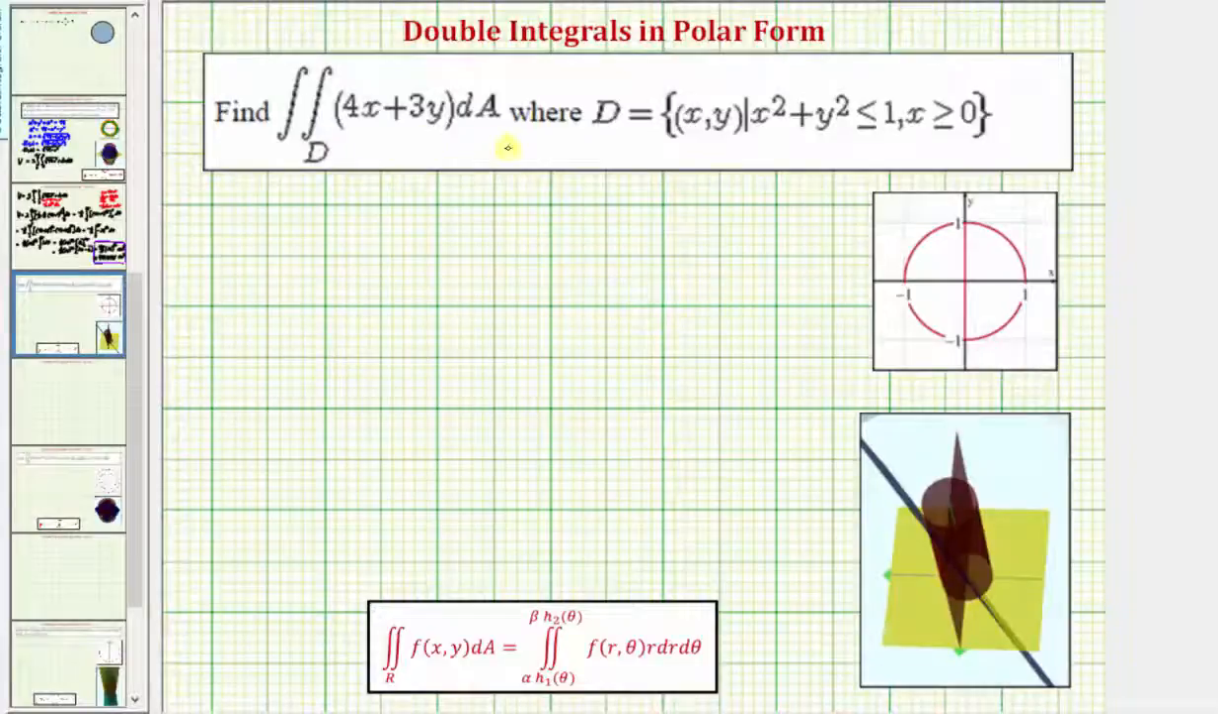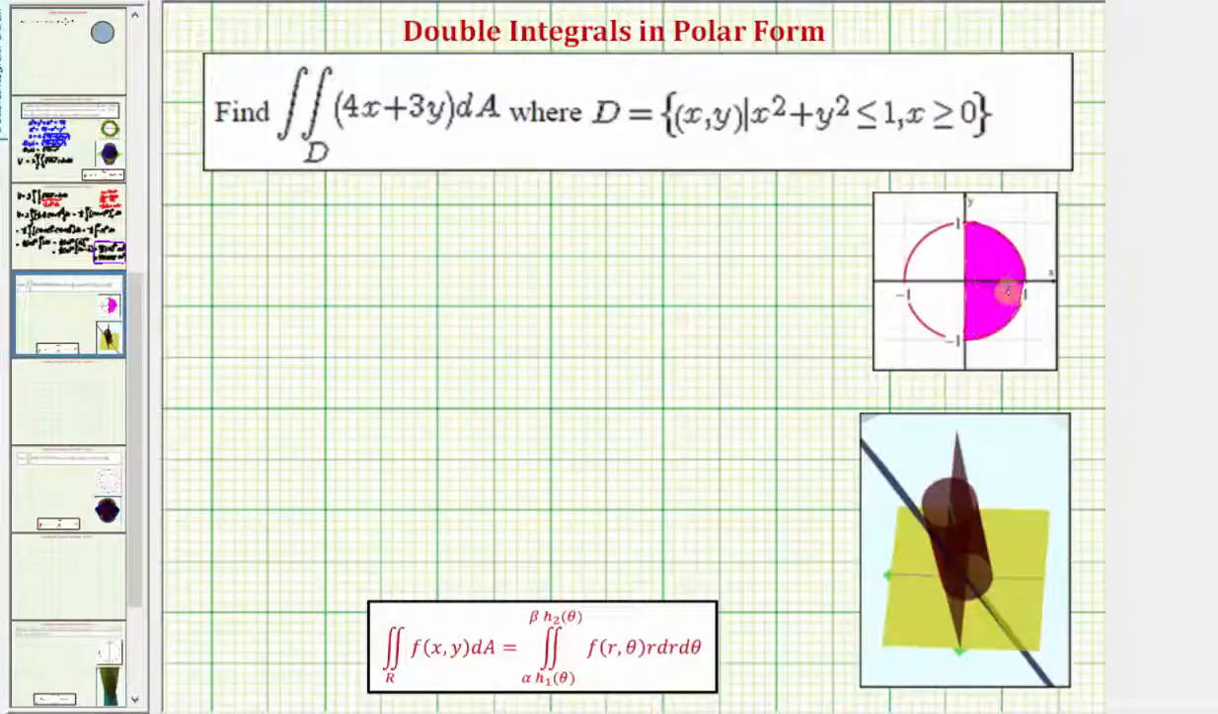We want to evaluate the given double integral over the region D, where D is a region where x squared plus y squared is less than or equal to 1 and x is greater than or equal to 0. So we should recognize that x squared plus y squared equals 1 would be this circle in the xy plane. For this first inequality, x squared plus y squared is less than or equal to 1, we'd have the circle and all the area inside, but notice how x also has to be greater than or equal to 0, which would be just this half circle here.